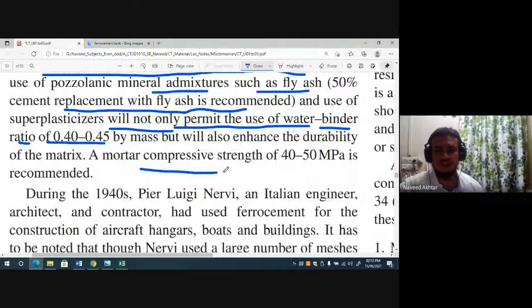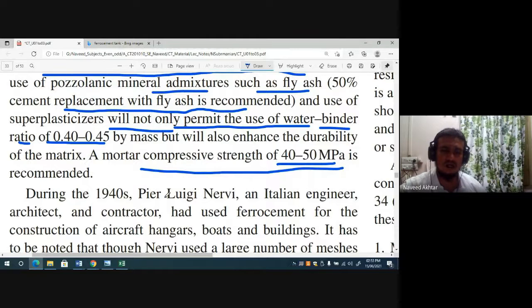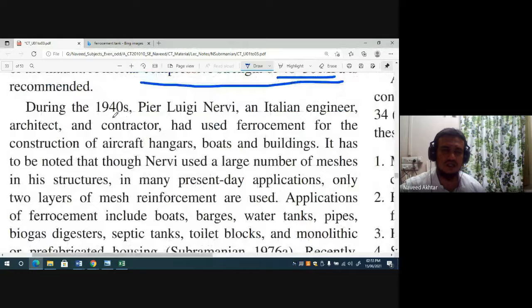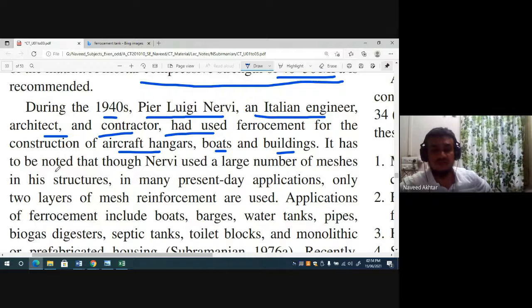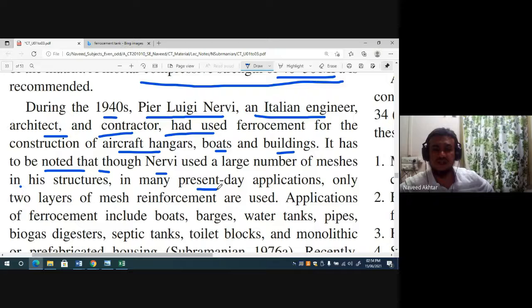A mortar compressive strength of around 40 to 50 MPa is recommended for the ferrocement. During the 1940s, Pier Luigi Nervi, an Italian engineer, architect, and contractor, used ferrocement for the construction of aircraft hangars, boats, and buildings. He made aircraft hangars and boats with it. And it has been noted that though the Navy used a large number of meshes in its structure, in many present day applications, only two layers of mesh reinforcement are used.